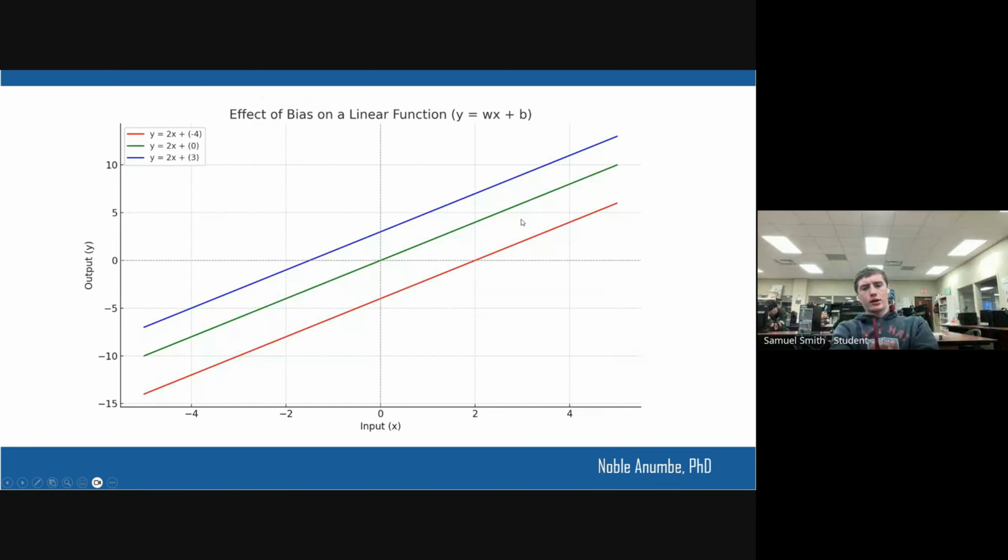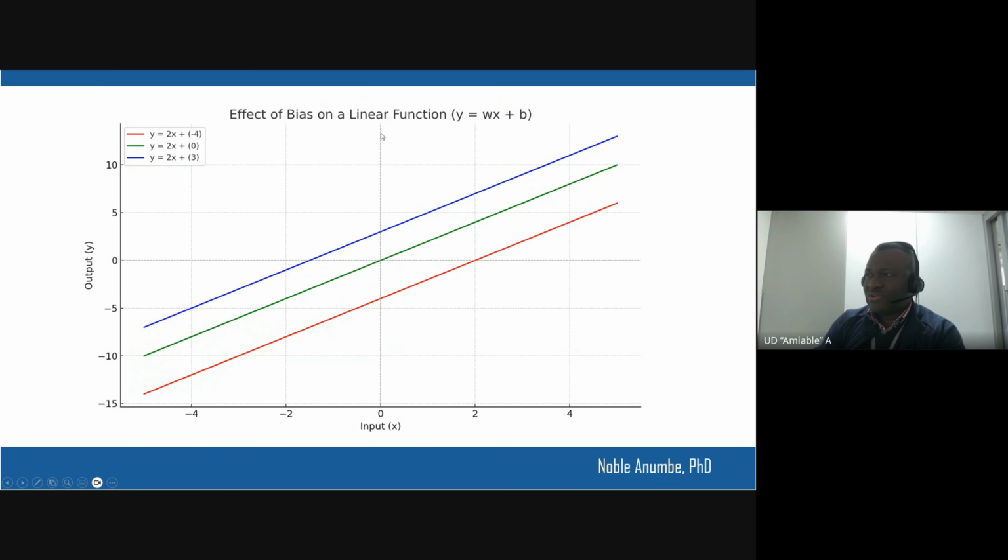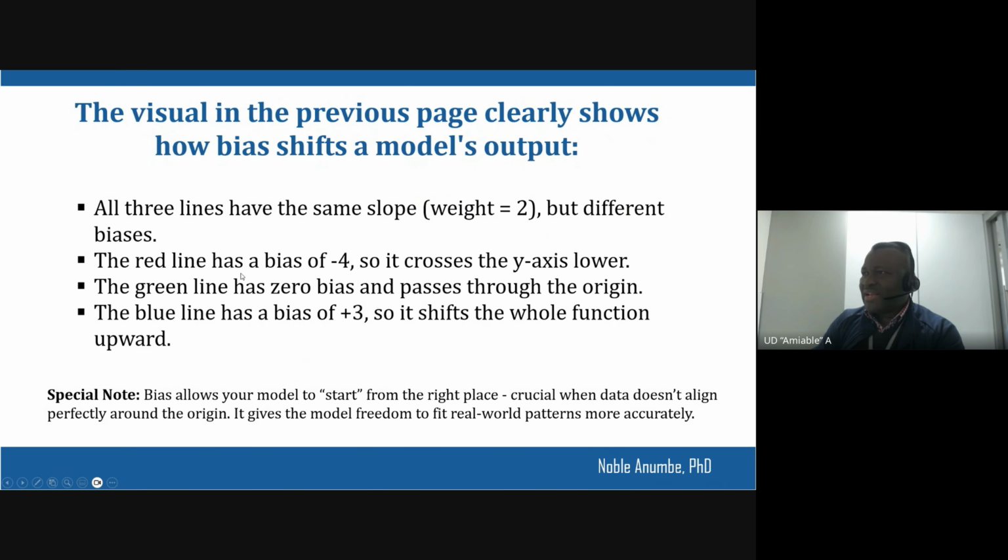Can you go back to that last slide? Sure. So this is your x, and this is your y-axis. So this is your 0, 0 point here. So the red line has a bias of minus 4, so it crosses the y-axis lower. The green line passes through the origin, which is the 0, 0 point, and then the blue line has a bias of 3, so it shifts the whole function upwards. So that's what bias does. They might have the same slope, but they will shift away from the y-axis, each of them.